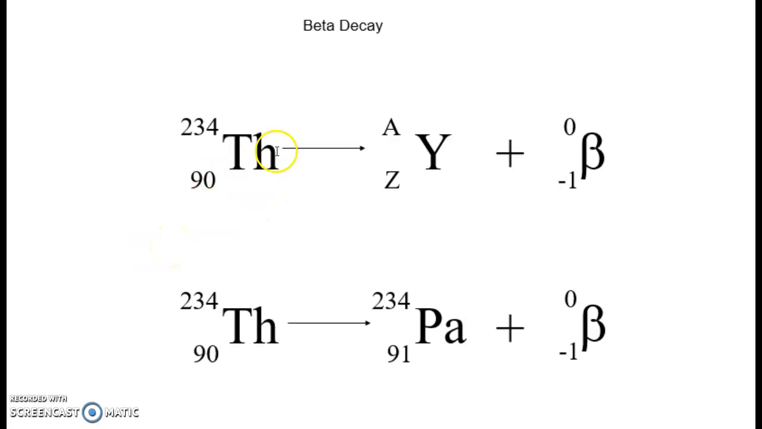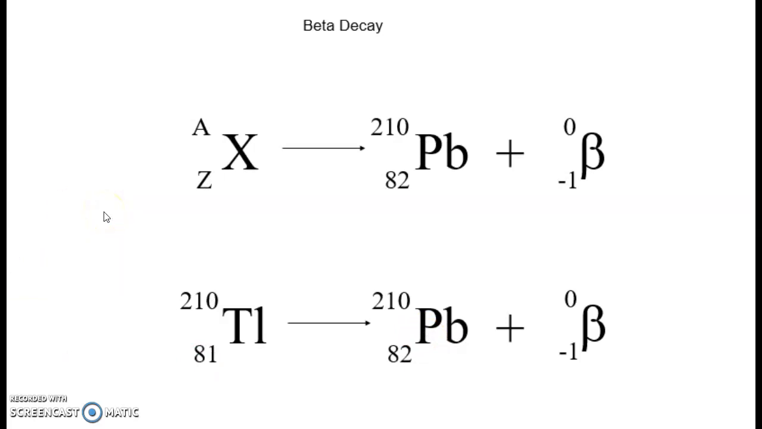In this example, thulium decays into an unknown element and a beta. It's very easy to figure out which element this unknown is because you just write down the mass number as the same and the atomic number increases by 1. And so thulium 90 becomes 91, and that is palladium on the periodic table.